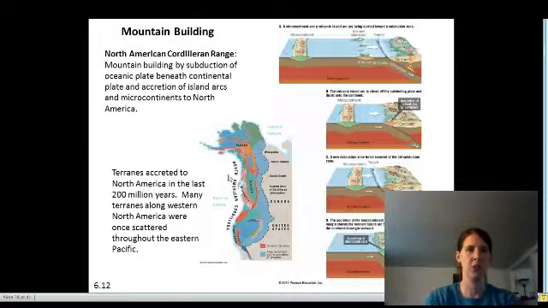So this just shows terrains that have accreted into North America in the last 200 million years. There's a significant number that, as the plate tectonics have progressed, have actually gone from microcontinents that existed out in the ocean to being part of the North American makeup.